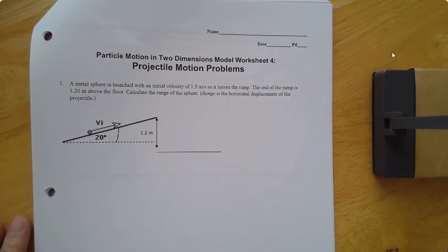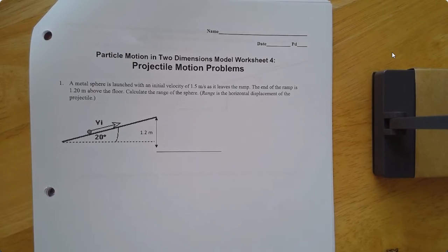All right, so these problems are a little bit different than the ones that we've done so far. In this case, what we're going to start doing is having an object that is being ejected off of a ramp. So we're going to have something that is actually moving at an angle instead of just moving horizontally. So this is going to change the way we set up our problems just a little bit.